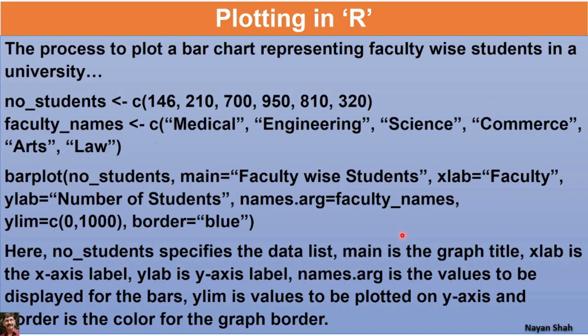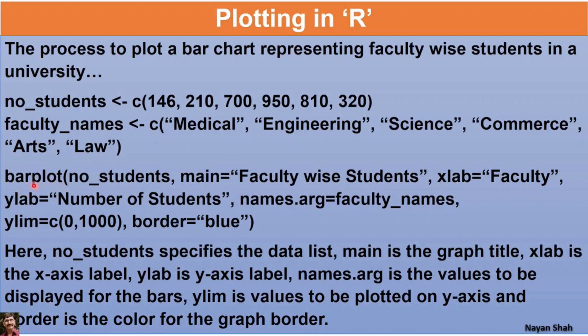In Excel, we can prepare a bar chart with no effort, very easily, because it is a graphical user environment. We just select the values and prepare the chart. But here in R, it takes a lot of trouble. For example, first we create a list of values for number of students. C to create a list of values. Assignment, this is assignment, and then the C function, and all these 6 values. Then faculty names is equal to this: medical, engineering, science, commerce, arts, and law.